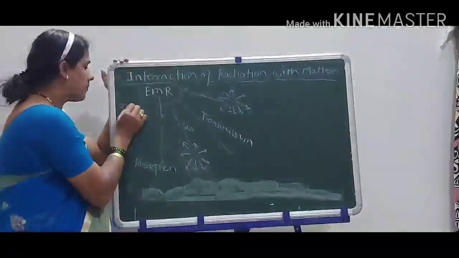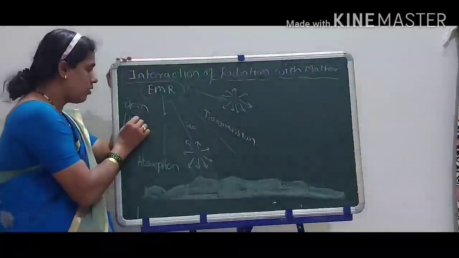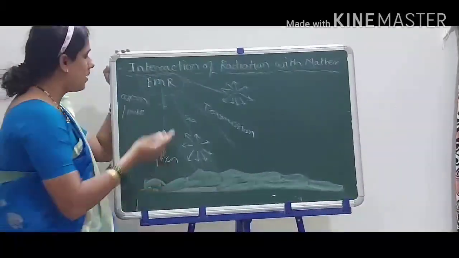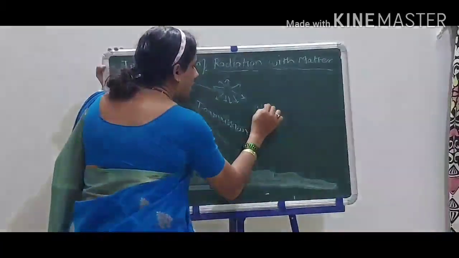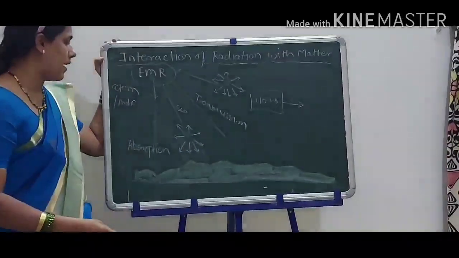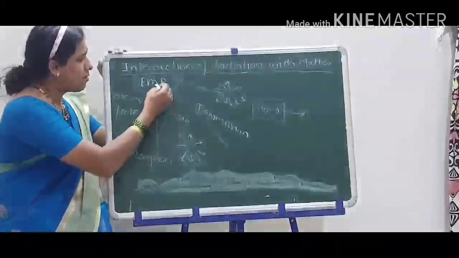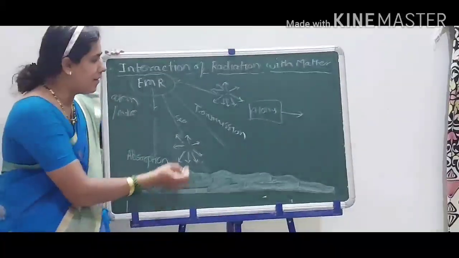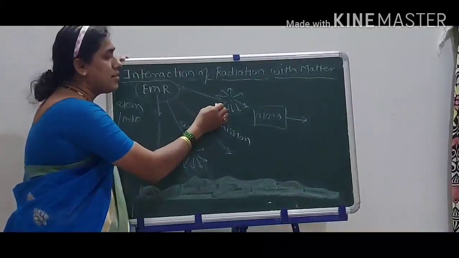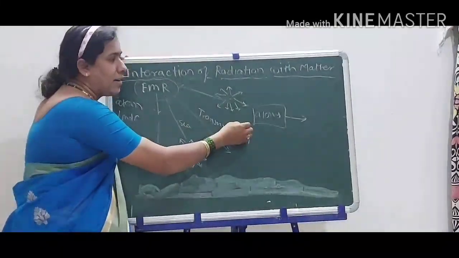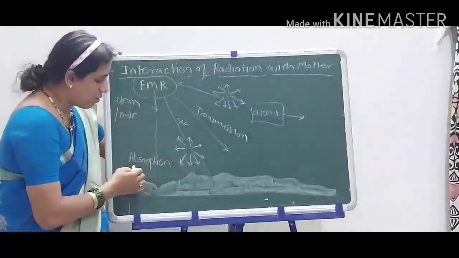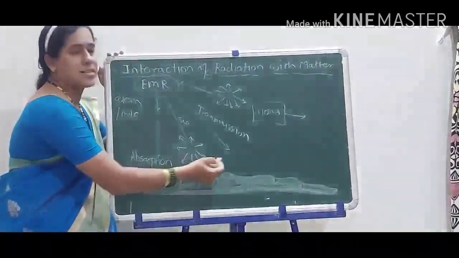When the atom or the molecule absorbs this electromagnetic radiation, what happens here? When the atoms or molecules absorb the electromagnetic radiations, some of the radiations get absorbed, some get scattered, some get transmitted, and some get scattered in any one direction. Okay. First of all, we will see these criteria one by one.